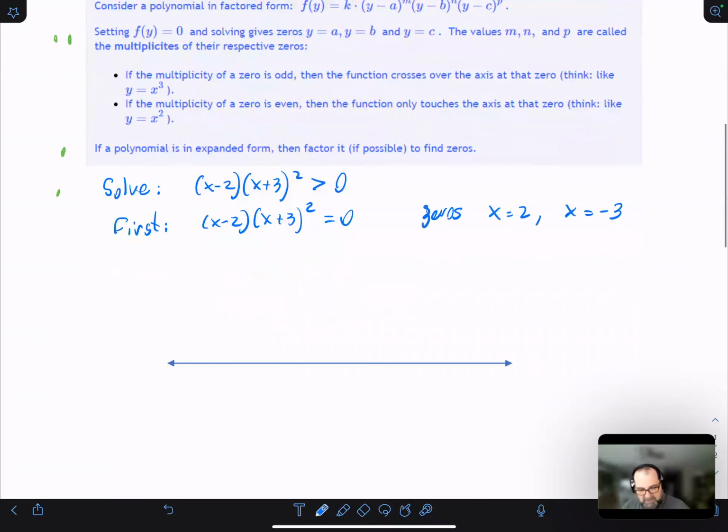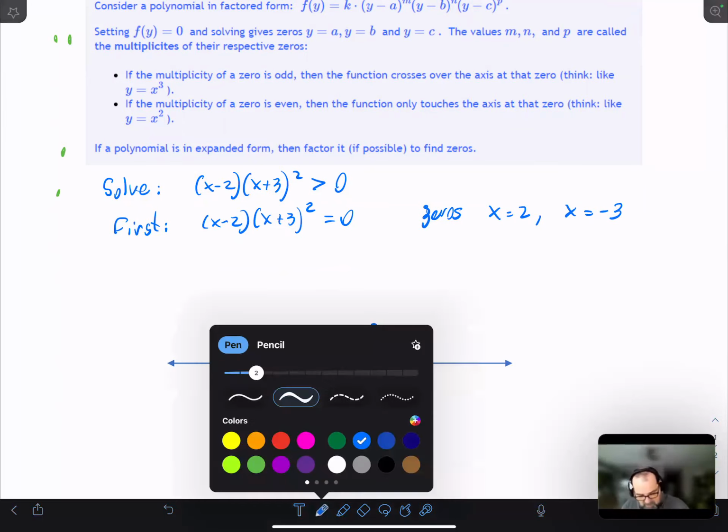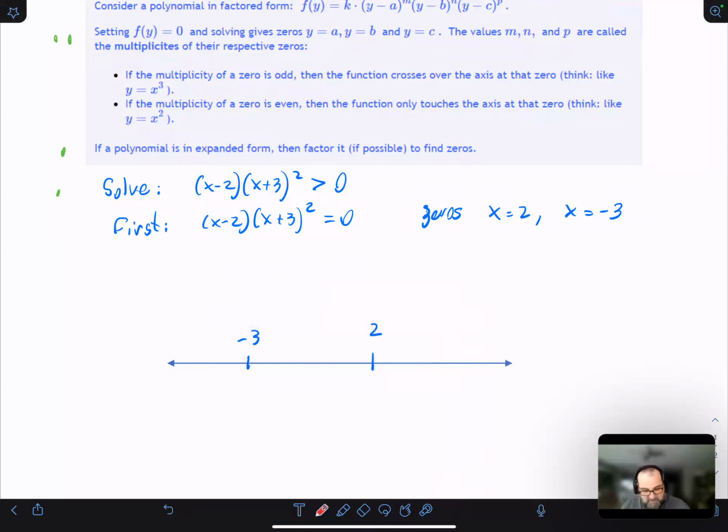Once we have those zeros, if you remember from algebra, you put them on a number line, in the correct order. They don't have to be plotted to scale, but they do need to be in order. Then we test. If negative 3 and 2 are where this function is 0, then on either side of these values, it is either greater than 0 or below 0.